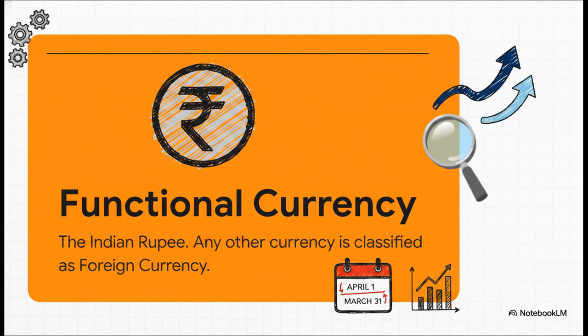Okay, let's establish some ground rules so we're all on the exact same page. We're operating within the Indian corporate accounting landscape. That means our functional currency and our presentation currency is the Indian rupee. Naturally, any currency other than that functional currency is classified as foreign currency. And our reporting period begins on the 1st of April and ends on the 31st of March. Just keep those standard guardrails in mind as we go.